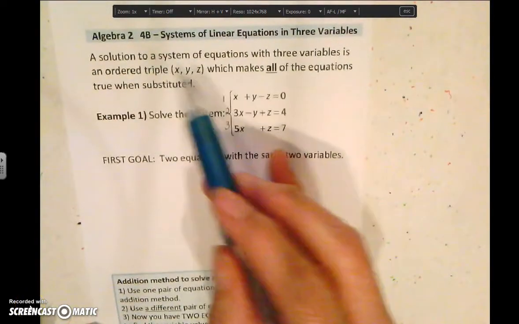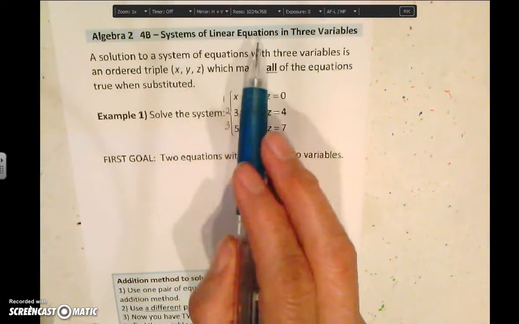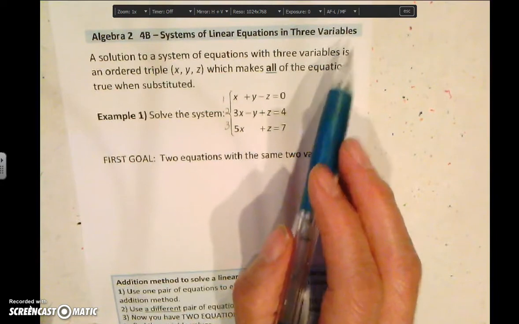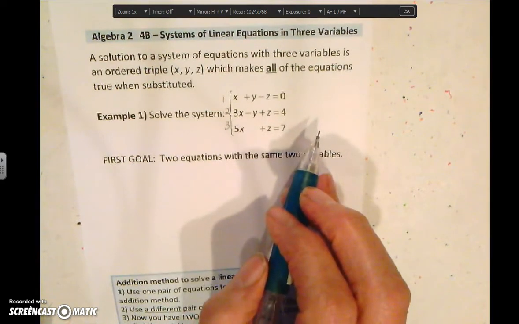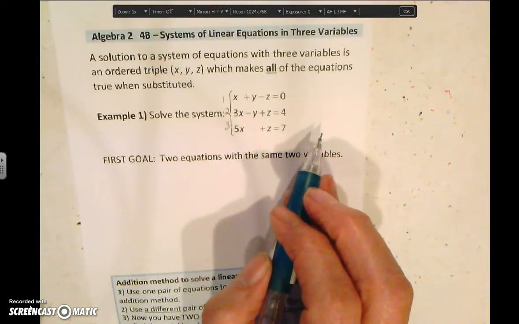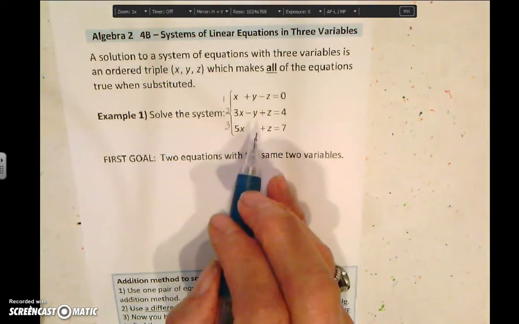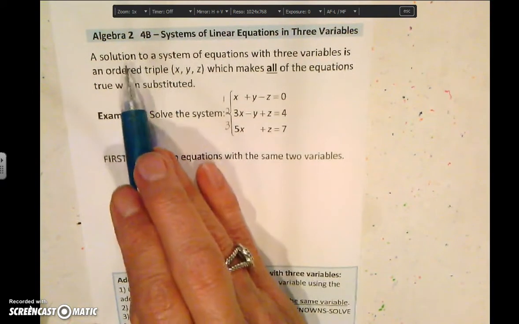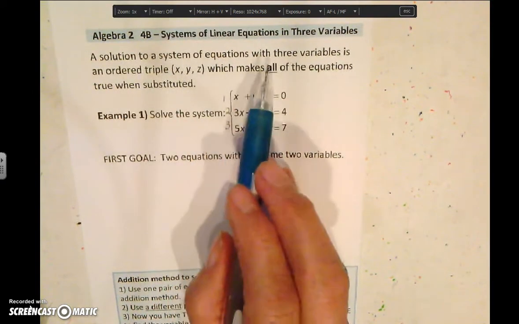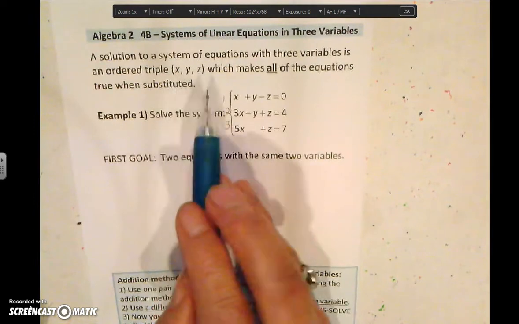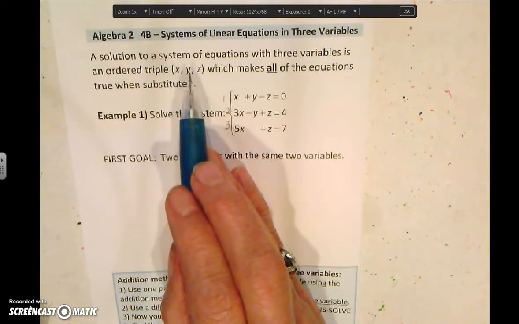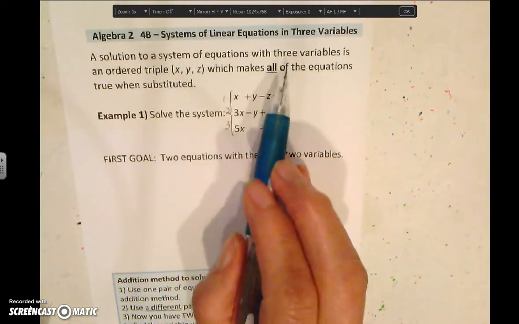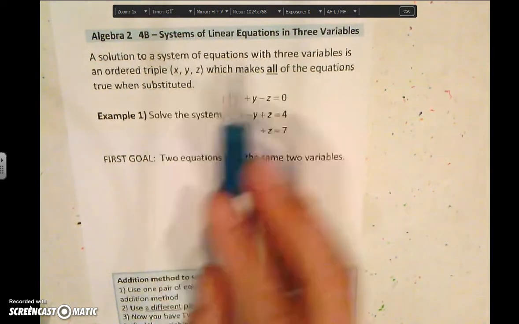In today's lessons, we're going to solve systems of linear equations in 3 variables. We're going to use the same techniques that we did when we solved systems with 2 variables, and we're just going to expand on them a little bit. So a solution to a system of equations with 3 variables is an ordered triple. So your x, then your y, then your z, which makes all of the equations true when substituted.